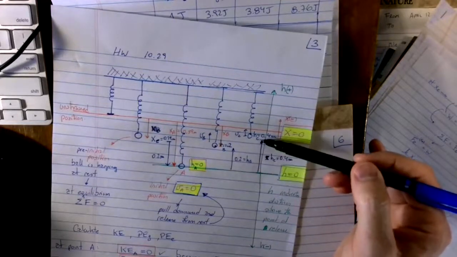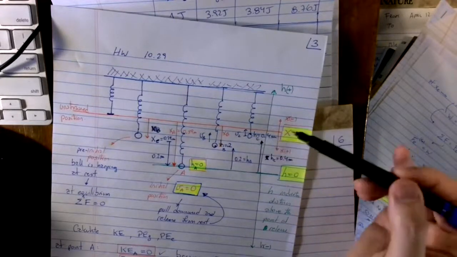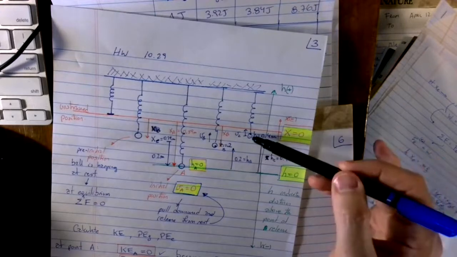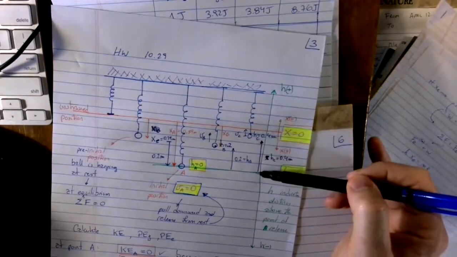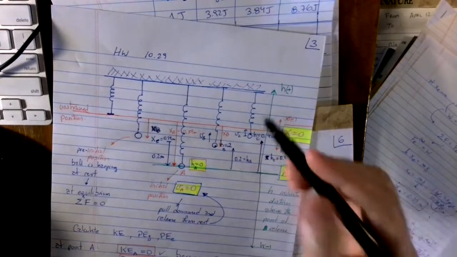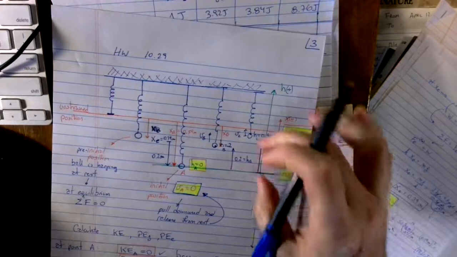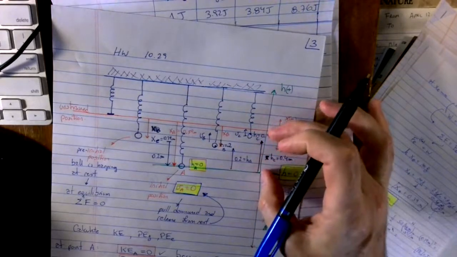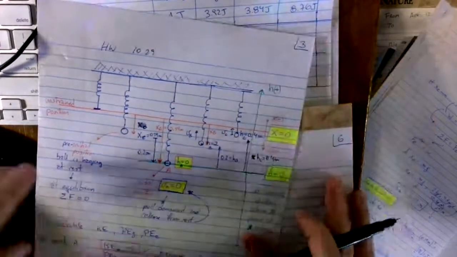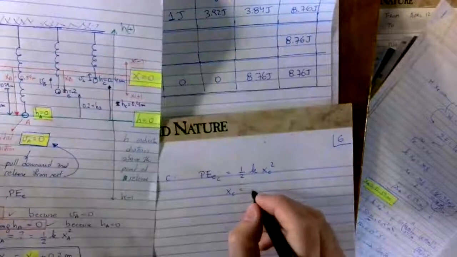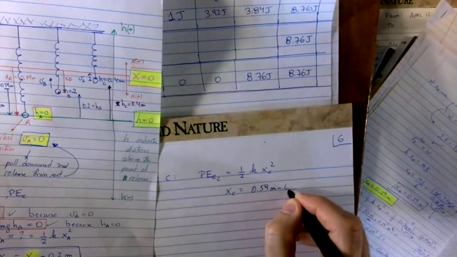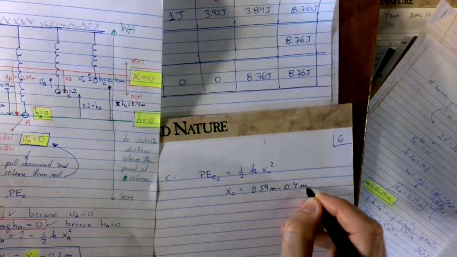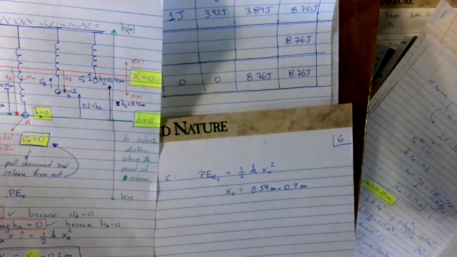They're asking, okay, what is the total energy, all the different energies at the point C. The point C is 0.4 starting from the bottom. So then xc is this little guy here. It will be the total 0.59, the total initial height, which is 0.59 meters minus 0.4 meters.